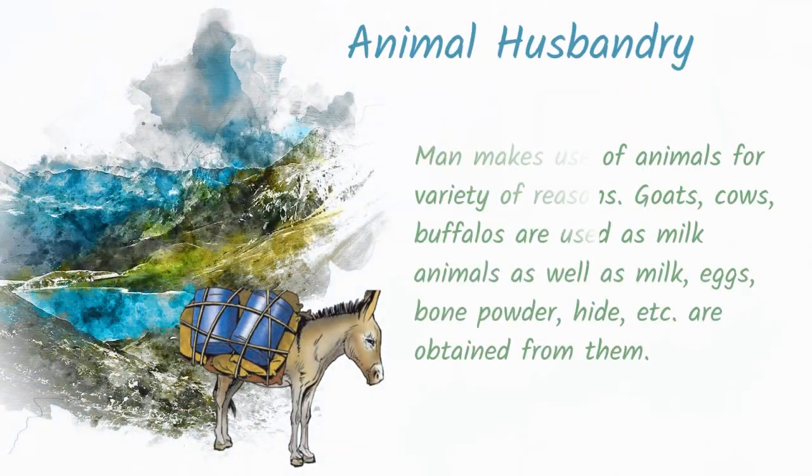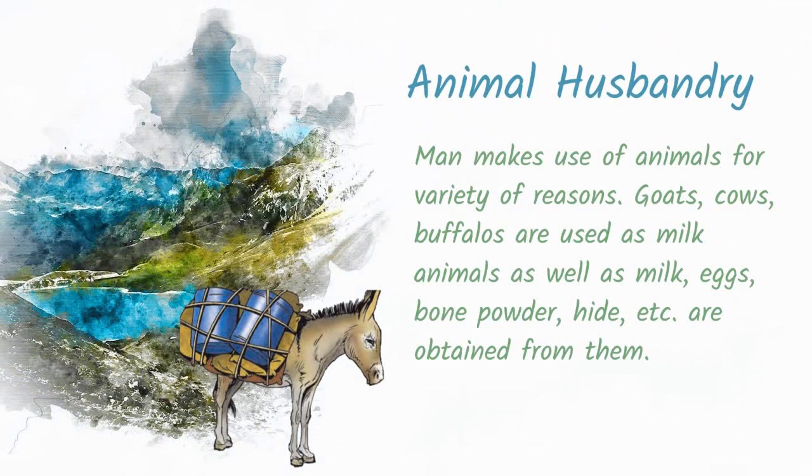As you can see in this image, a donkey is carrying a load. Man makes use of animals for a variety of reasons. Horses, oxen, camels, donkeys, etc. are the animals that man used for plowing, riding, transporting goods, etc. Goats, cows, buffaloes were used as milk giving animals.